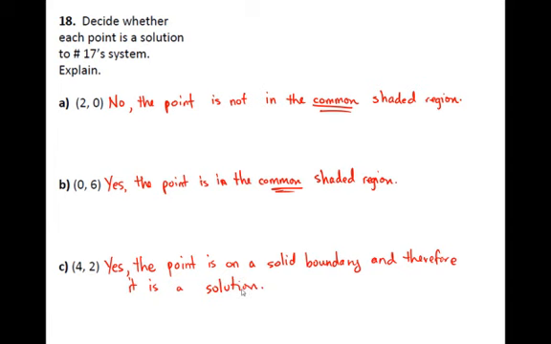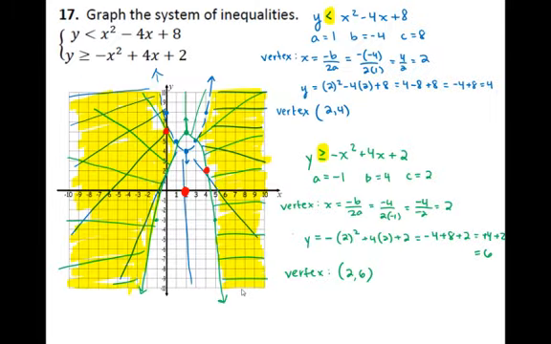So points that are on solid boundaries are a solution, but points that are on dotted or dashed boundaries are not. So one more time. If I were to ask something like, what about the point (4, 8)? Is (4, 8) a solution? Then the answer to that one would be no, because that one's on a dashed boundary. But if it's on a solid boundary, it would be yes.